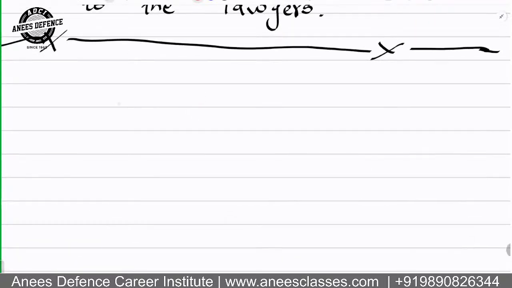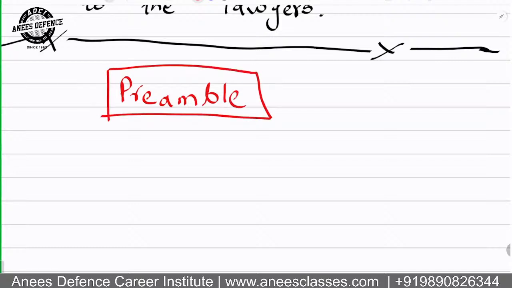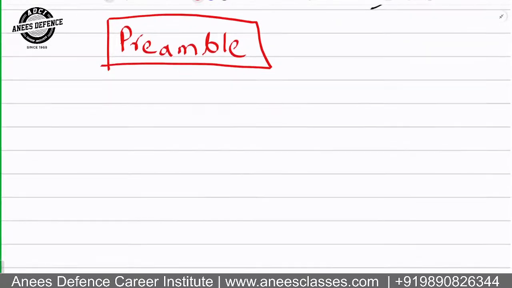Now our next topic is preamble. Preamble of the Constitution. Many people describe preamble as the identity card of the Constitution. It is also called the identity card of the Constitution. Now, we will see what the preamble reads as.